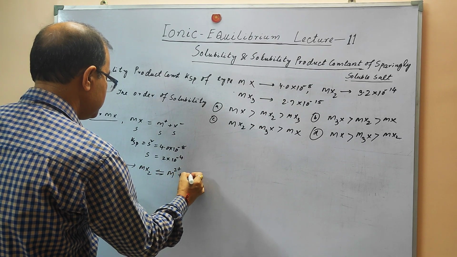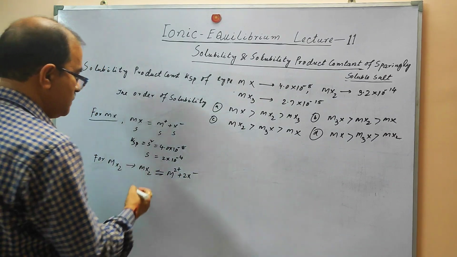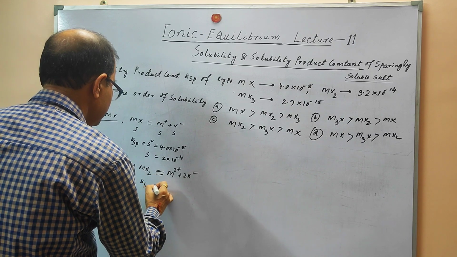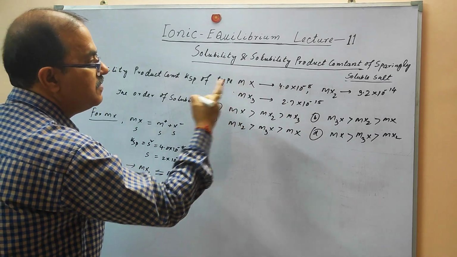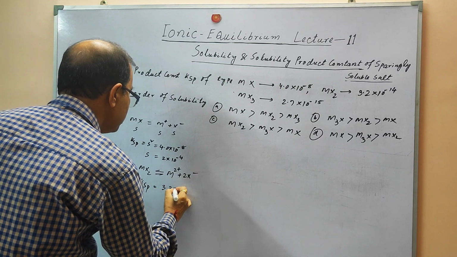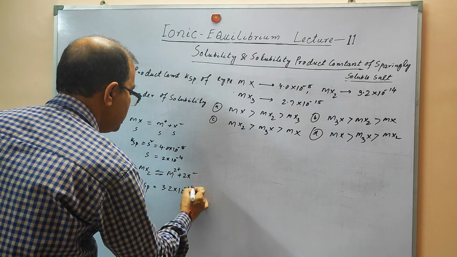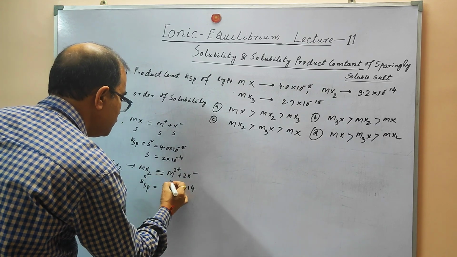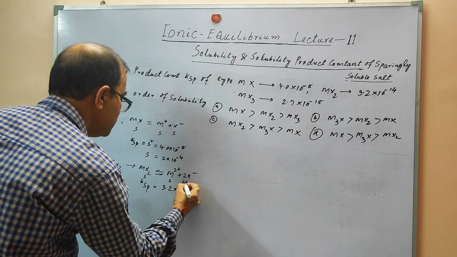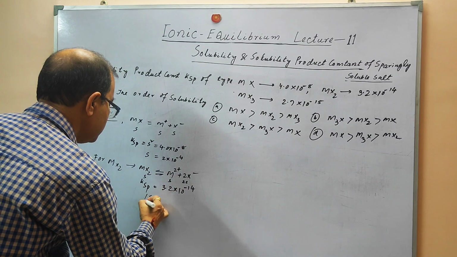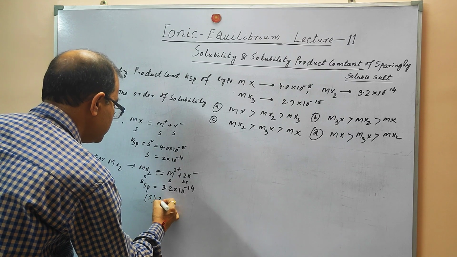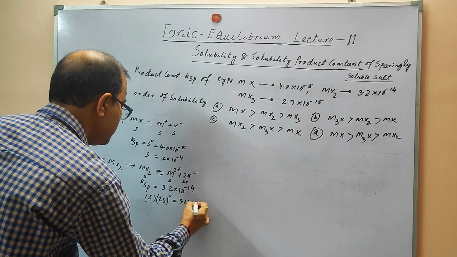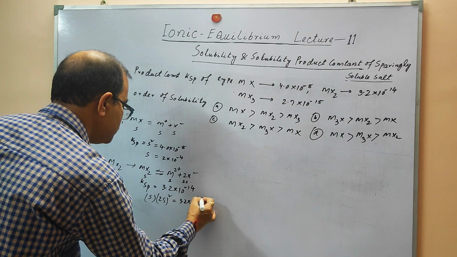M2 plus 2X minus. Its solubility product Ksp is given as 3.2 × 10^-14. Suppose the solubility is S, so the ions will be S and 2S. So we get S into (2S) whole squared is equal to 3.2 × 10^-14.